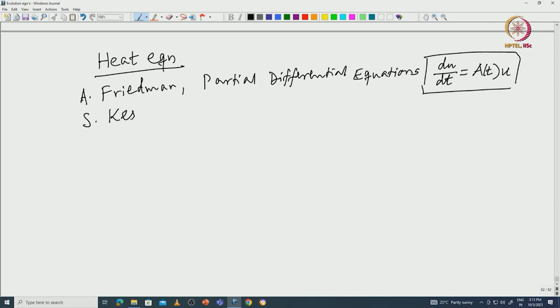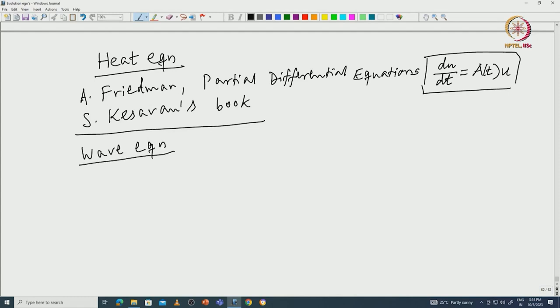That is Kesavan's book. This also contains a discussion on hyperbolic equations, in particular the wave equation. The wave equation we discussed in two Hilbert spaces. One Hilbert space is this HD cross L 2, and the main reference for this is Lax and Phillips, Scattering Theory.